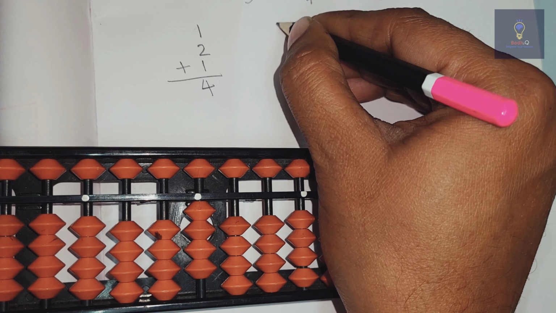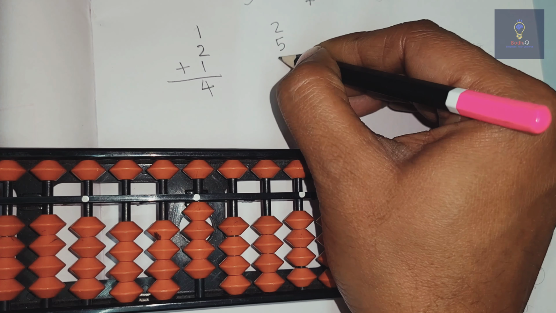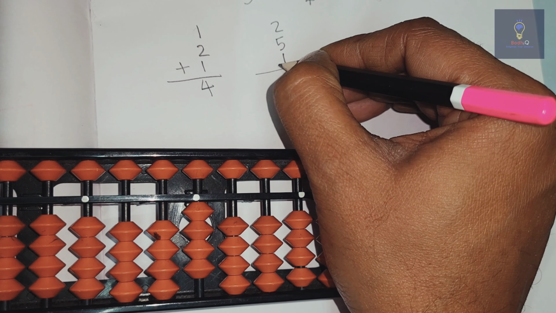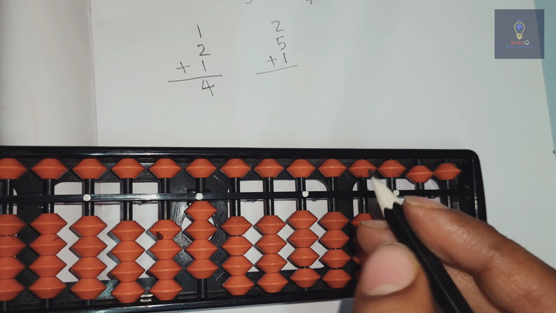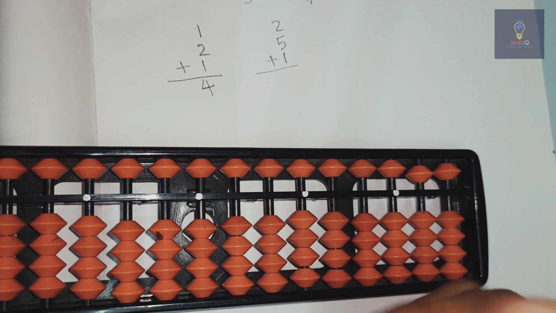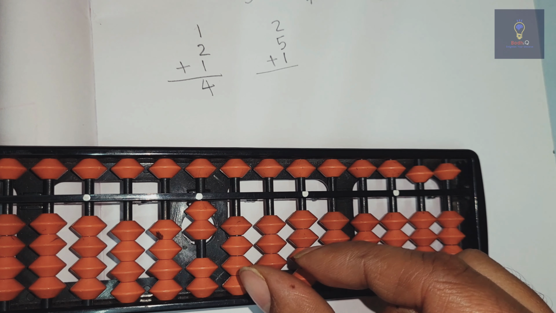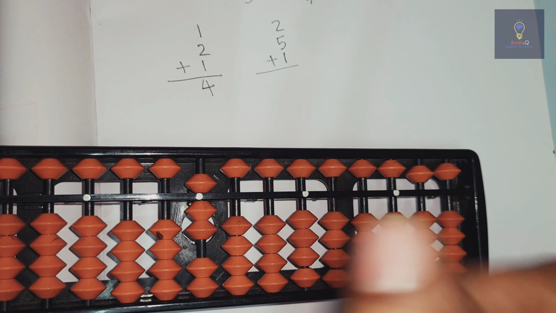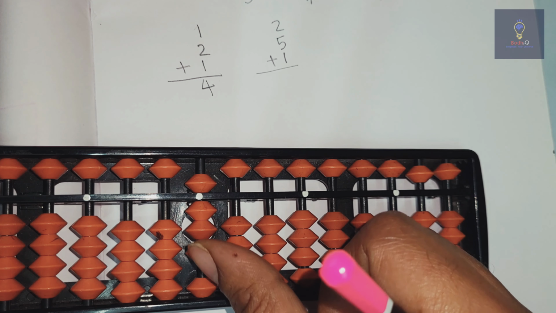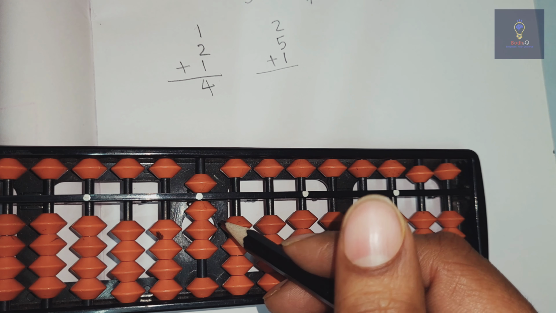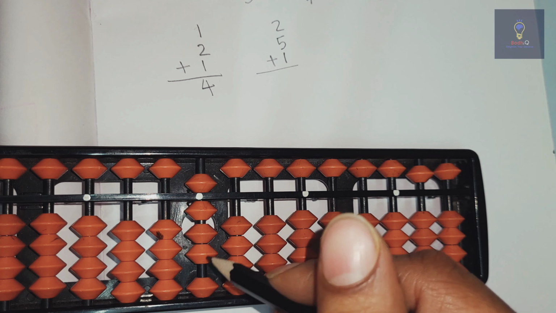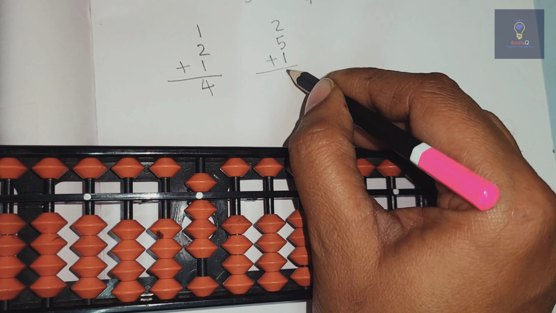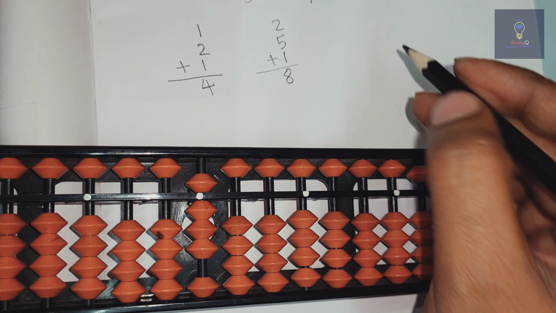Similarly, let's take another example: 2 plus 5 plus 1. How to calculate that? Let's move 2 beads from the lower section, and then 5. Here is the 5 and another 1. So let us count the result. 1, 2, 3 plus 5, that means 8 would be our answer.